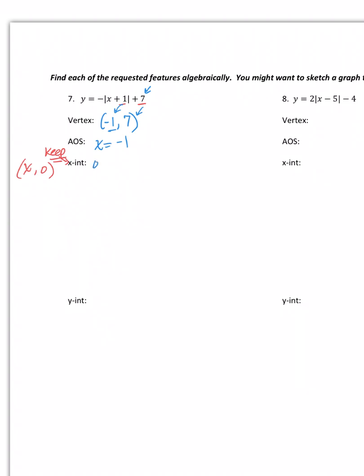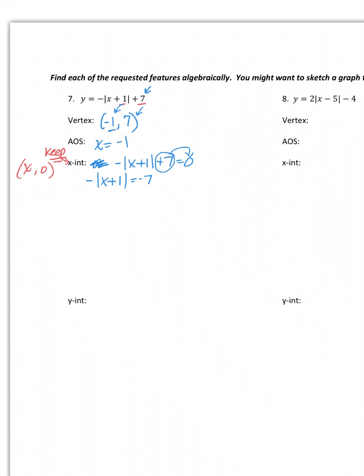So if I do that, it looks like this. 0 equals negative absolute value of x plus 1 plus 7. Now, I don't personally like the 0 on the left, so I'm just going to switch it over here on the right, so it looks like that. Now let's solve it. Remember when we solved absolute values, we always have to isolate that thing first. So I need to get rid of the negative, and I need to get rid of the 7. So I'm going to start by moving my 7 over to the right. So I have negative absolute value of x plus 1 equals negative 7.